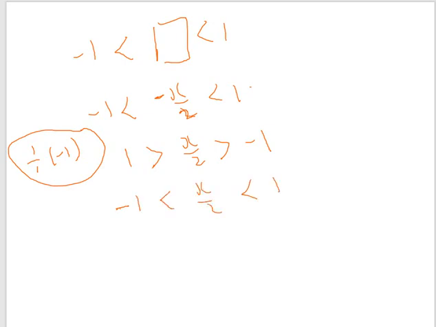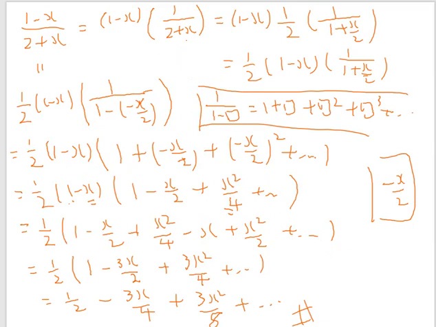Right? You just interpret it the other way around. Just rewrite it by multiplying by 2. So x is between minus 2 and 2. So it means the expansion is valid for x between minus 2 and 2. So this expansion, 1 minus x over 2 plus x, equals half minus 3/4 x plus 3x squared over 8, is valid for x between minus 2 and 2.